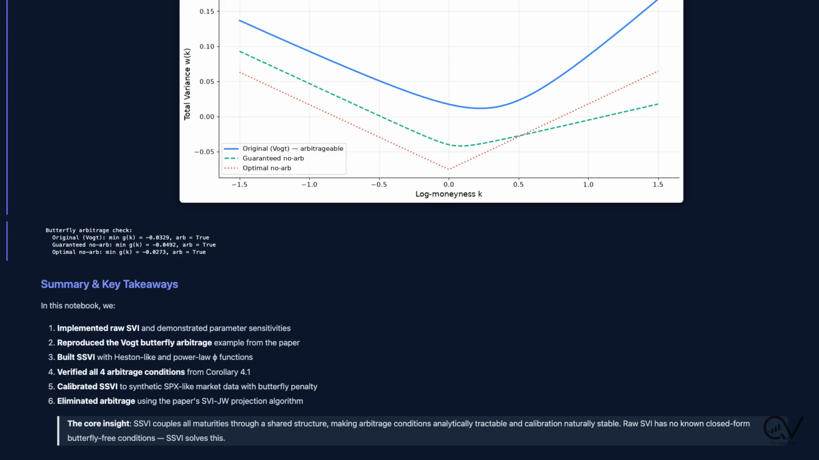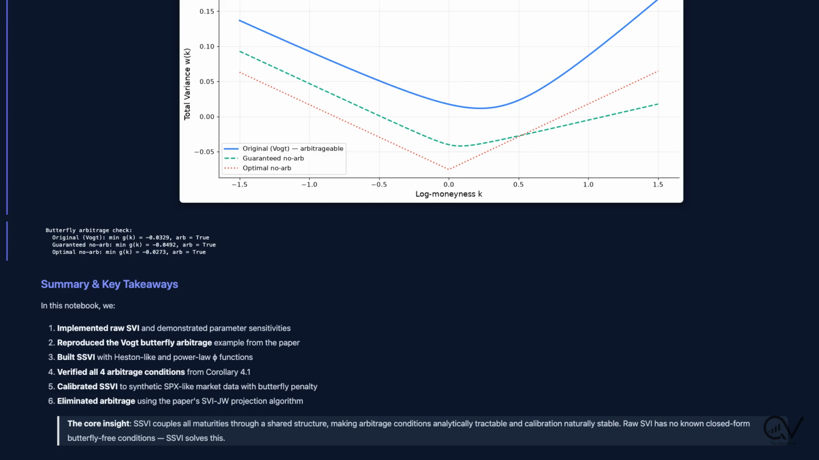The optimal solution recovers most of the fit quality compared to the conservative guaranteed solution, confirming that the paper's algorithm finds the best possible no arbitrage approximation to any given parametric smile. The butterfly check at the bottom confirms the original has negative G. Both fixed versions do not.